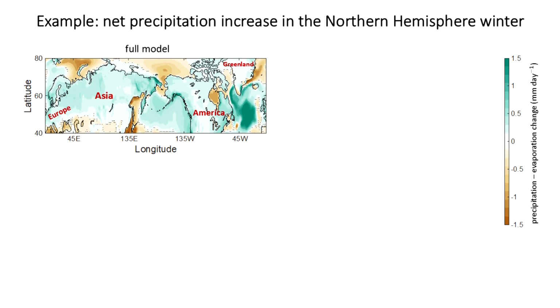Here you can see the results from a full model, a regular model before we changed it. And it's a map. So we have on the x-axis the longitude and the y-axis is the latitude. And you can see here on the left it's Europe and Asia, and on the right it's America and Greenland. I hope you have the orientation. And you can see that there is a general increase in net precipitation throughout the whole region.